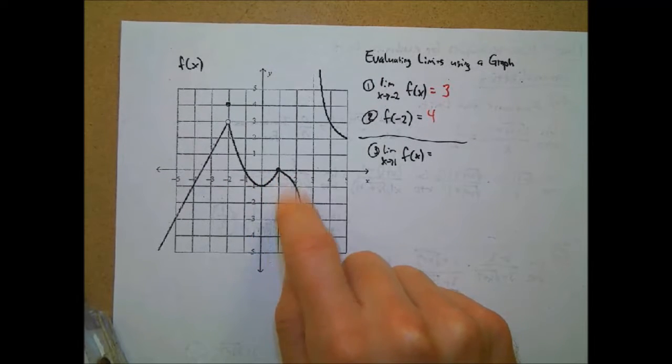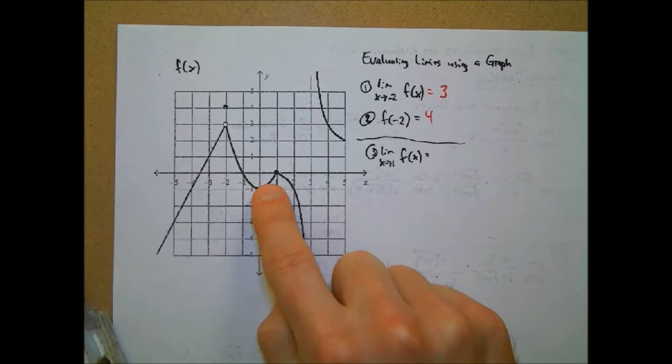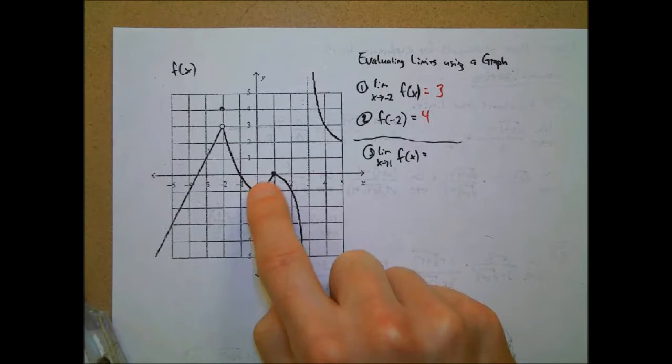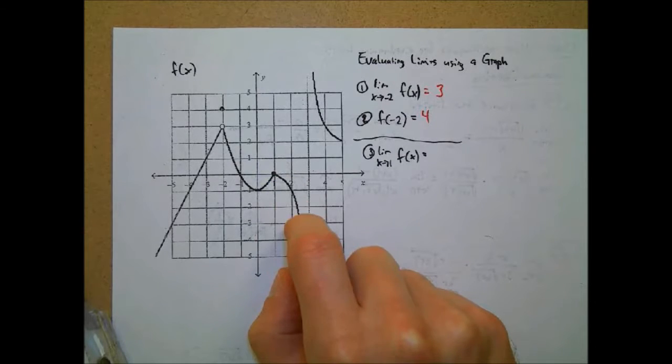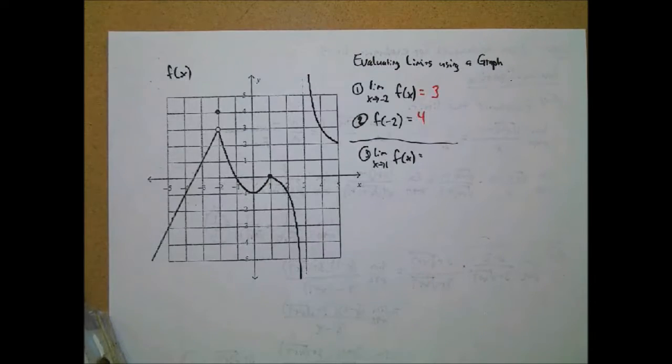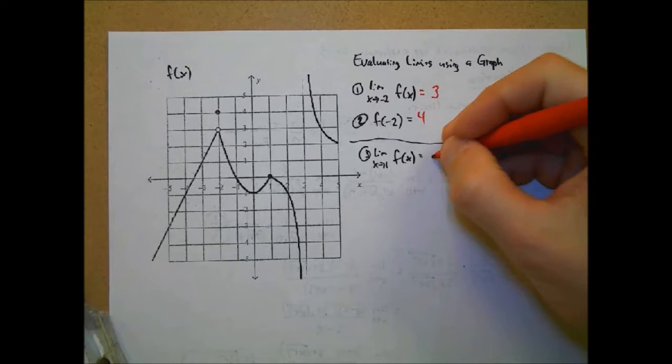So from the left, what value does it look like our function's approaching? 0. And from the right, as we approach in towards that 1, what value does it look like our function is approaching? 0 as well. Aha! From the left and the right, it's both 0, so we'll say 0.